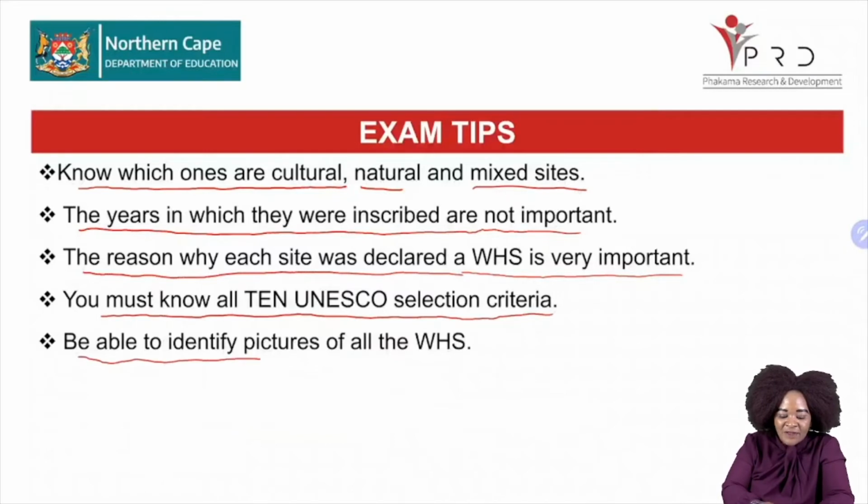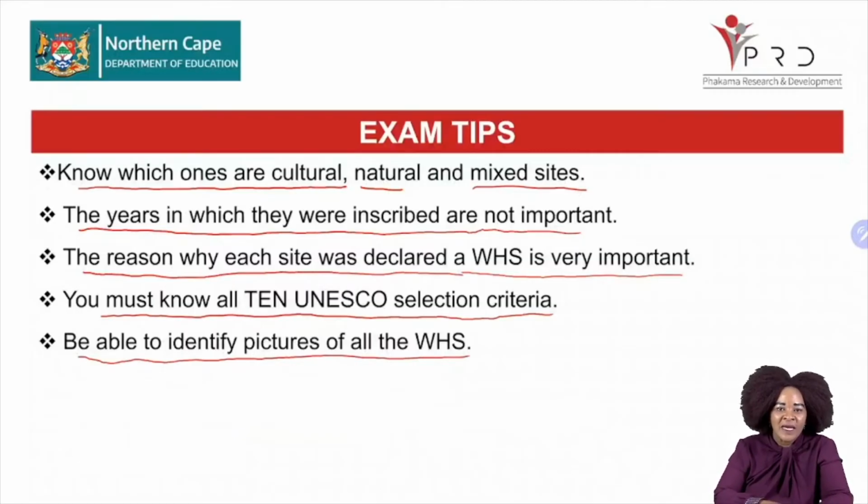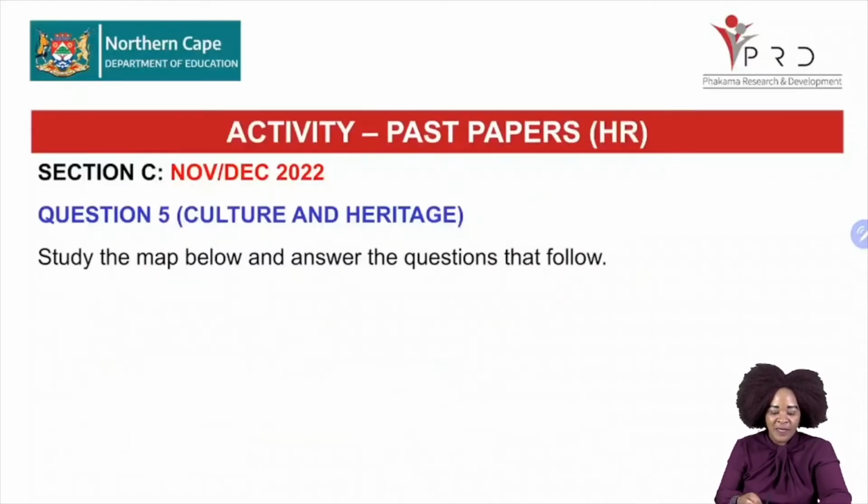Be able to identify pictures of all the World Heritage Sites. I've seen that, grade 12 learners, in so many of your previous question papers. Most of these World Heritage sites are there as pictures. So you must be able to identify the picture of each of these World Heritage Sites, because sometimes you find that there is nothing that has been written. It is only the pictures, and then you identify the picture. Once you correctly identify the picture, you will be able to say something about that World Heritage Site. So all of this information, grade 12 learners, is very important for the exams.